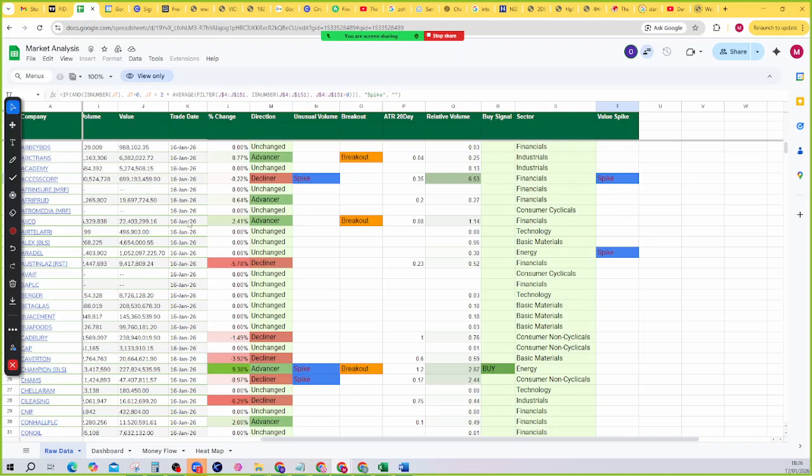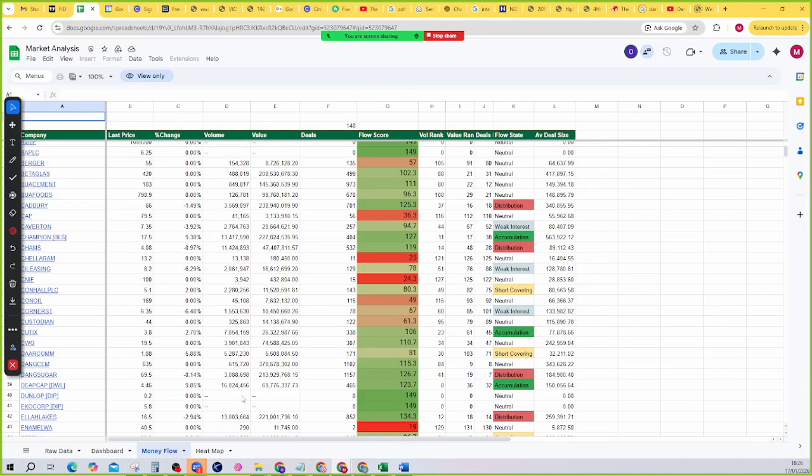If the value in that particular stock is more than 2% of the total value for the market that day, it will come here, it will appear. That's why you see it there. Then let me now go and explain where the money flow is.